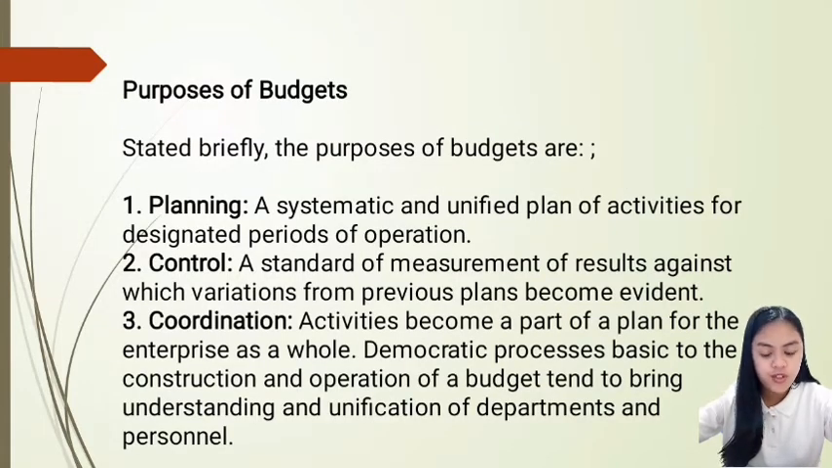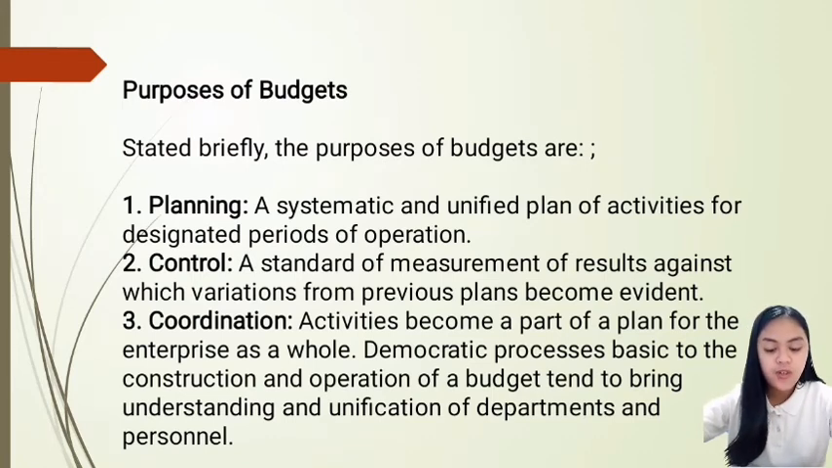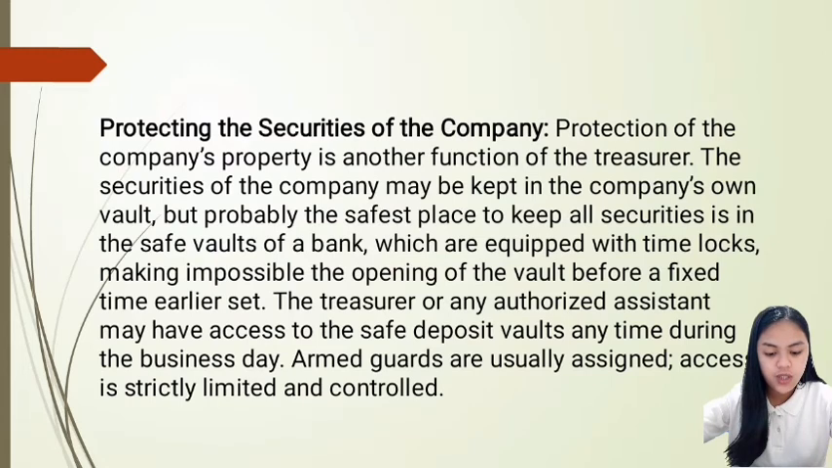So stated briefly, the purposes of budgets are: first, planning, a systematic and unified plan of activities for designated periods of operation. The second is control, a standard of measurement of results against which variations from previous plans become evident. And lastly, the third, coordination. Activities become a part of a plan for the enterprise as a whole. Democratic processes basic to the construction and operation of a budget tend to bring understanding and unification of departments and personnel.